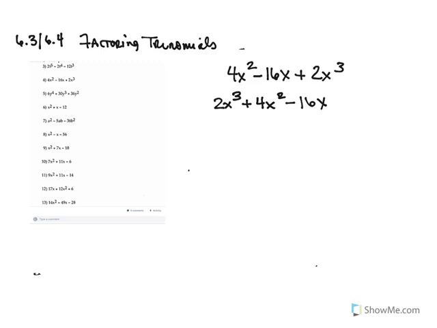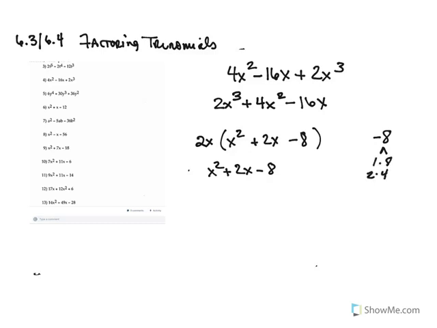So when I look at this problem, there is a greatest common factor. So 2, 4, and 16 all share a 2, and everybody has an x. So when I factor that out, I'm left with x squared plus 2x minus 8. All right? Next thing is we take this trinomial, x squared plus 2x minus 8, and we see if we can factor it further. So factors of 8, negative 8, that can give us a 2.